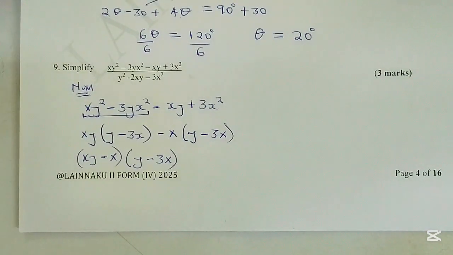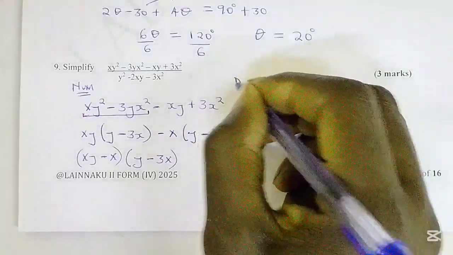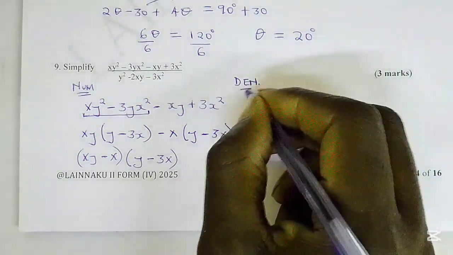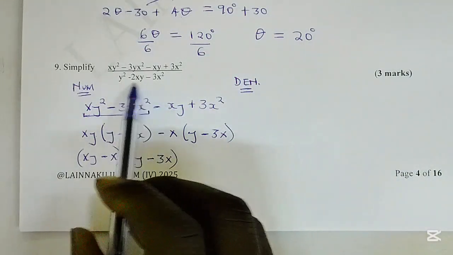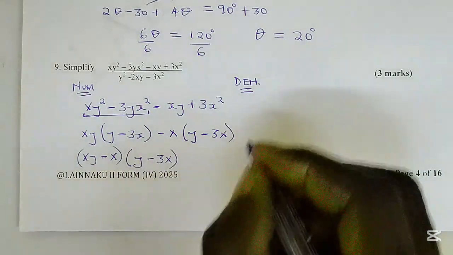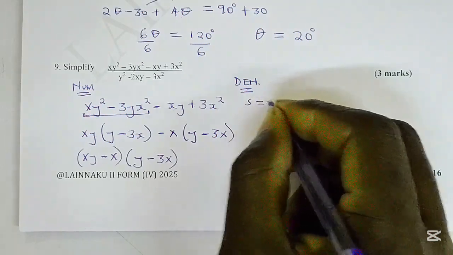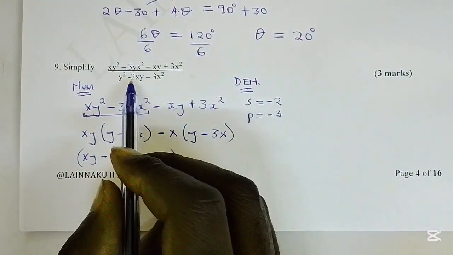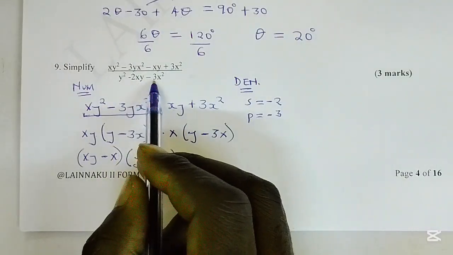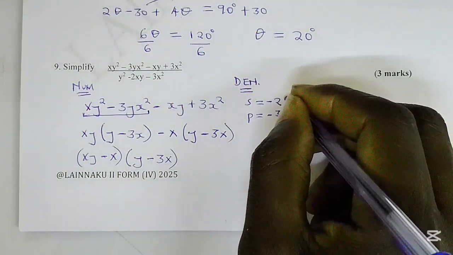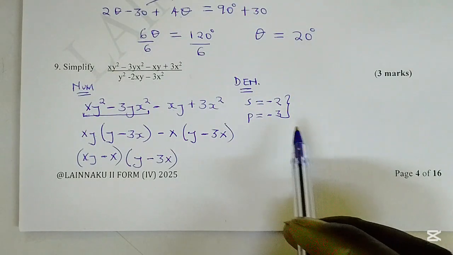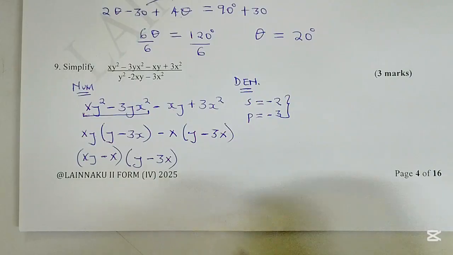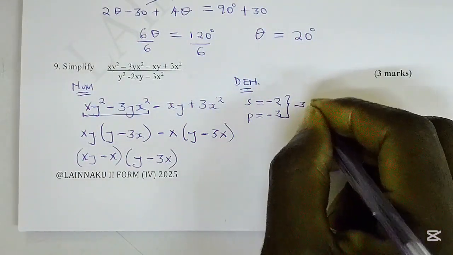Now next we look at the denominator. On the denominator, this one is like a quadratic equation. So we have the sum as -2, the product as -3. So this one is taken to be the sum, this one is taken to be the product. So 2 numbers that if you add you get -2, if you multiply you get -3. Those numbers are -3 and 1.